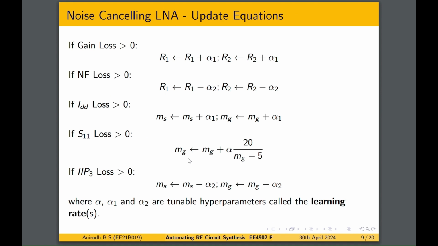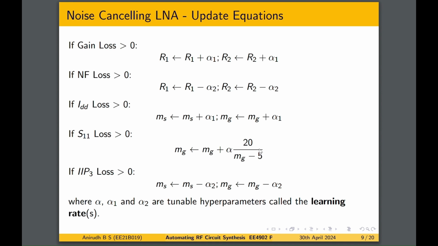Now these are the update equations. If the gain loss is greater than 0, you increment both R1 and R2 by equal amounts. If the noise figure loss is greater than 0, you decrement R1 and R2 by the same amount. If IDD loss is greater than 0, you increase the multiplier of the MOSFETs by an equal amount. If the S11 loss is greater than 0, then you update the multiplier of the common gate device by this factor. Again, this 20 and 5 have been picked arbitrarily.